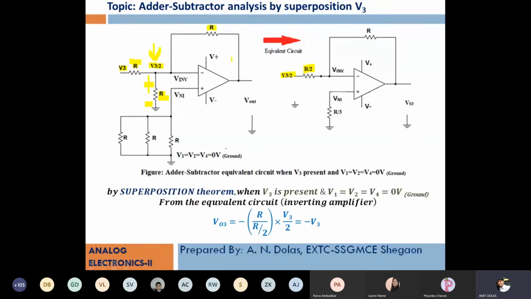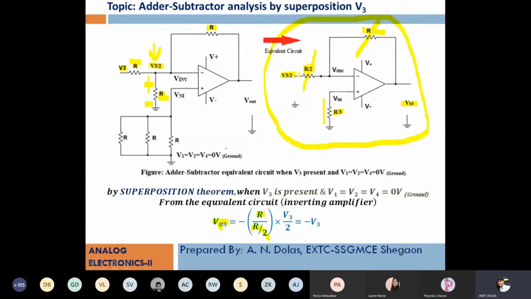This circuit is simply an inverting amplifier, where we need to multiply the inverting gain by the source, with a minus sign because of the inverting mode. So the output V03 is obtained this way. V03 is nothing but the inverting gain times the source. What will be the inverting gain? Inverting gain is feedback resistance divided by input resistance. Feedback resistance is R. Input resistance is R by 2.